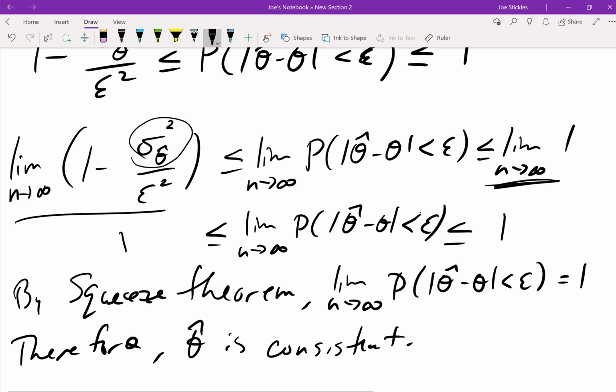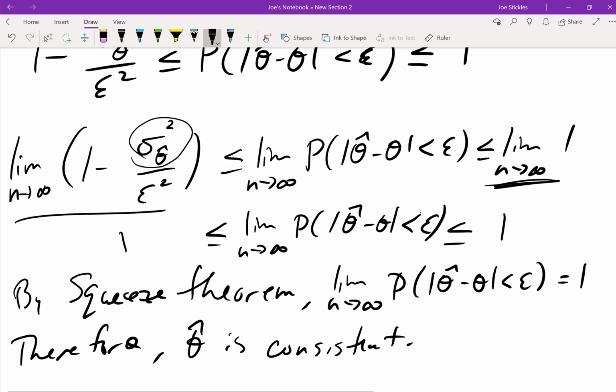So Monday we talked about the sample mean being consistent, which makes sense. Today we just showed that the binomial proportion, the sample proportion, is a consistent estimator. Okay?